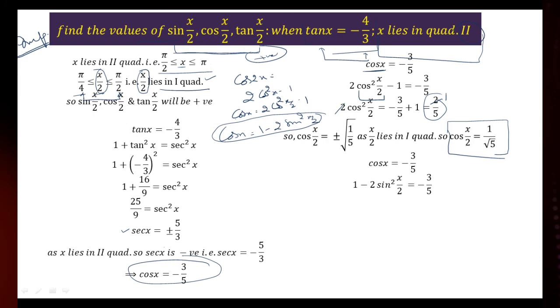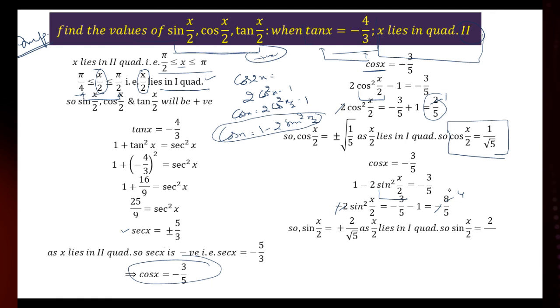To get the value of sin x by 2, take all the terms to the other side. So minus 2 sin square x by 2 will be equal to minus 3 by 5 minus 1, which is minus 8 by 5. See, minus and minus cancelled. 2 4s are 8. So sin x by 2 will become plus minus 2 by root 5. And as x by 2 lies in the first quadrant, we will take only the positive value. Our sin x by 2 will be equal to 2 by root 5.